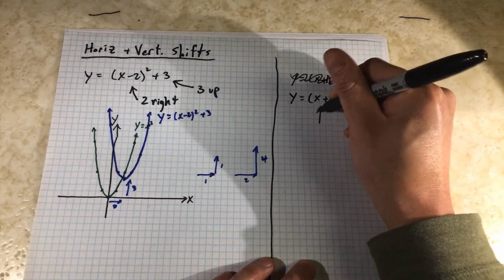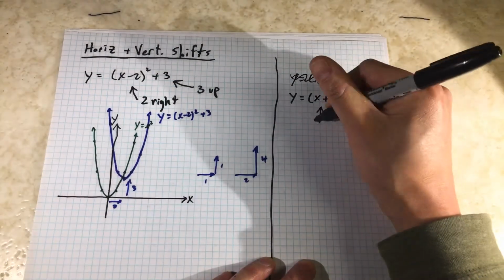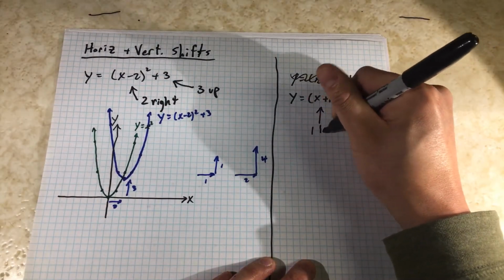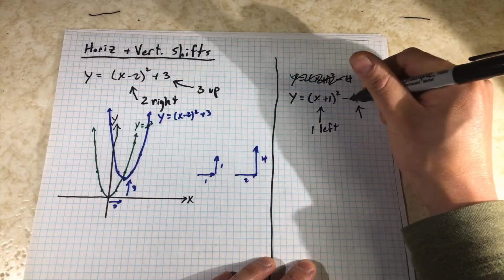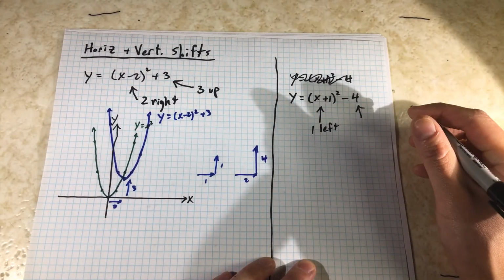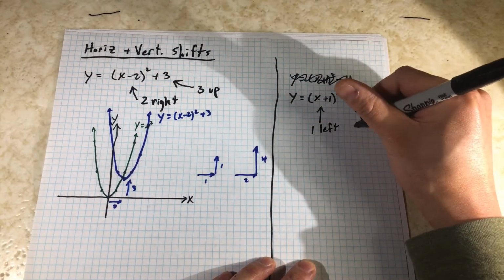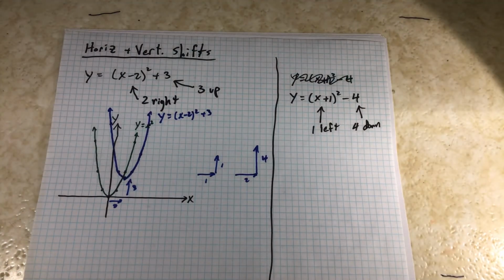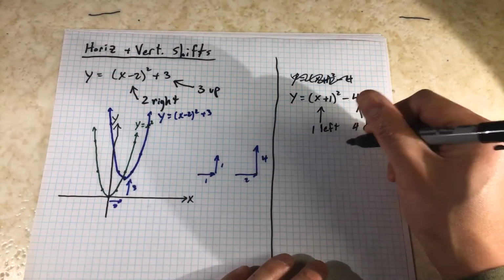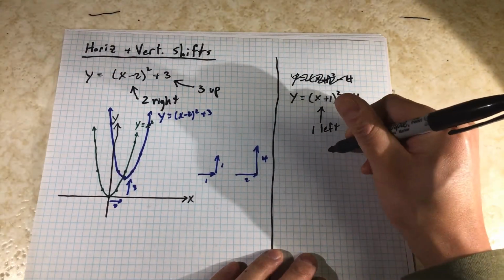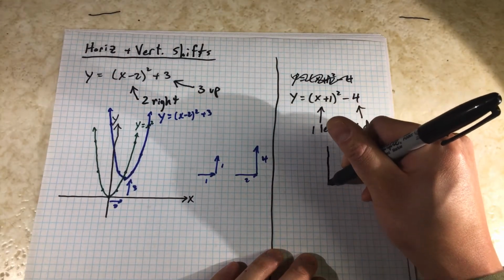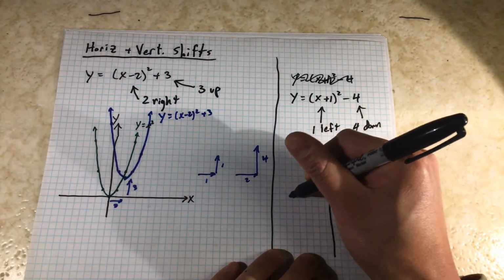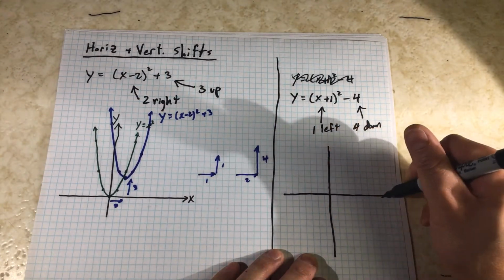If you see a plus in the x, that means you're moving to the left, so 1 left. And if you see a minus in this number outside, that's going to be downward, so it's going to be 4 down. So we have 1 left and 4 down, and it's the same idea here, is that we are going to try to graph this by figuring out where the vertex is located.